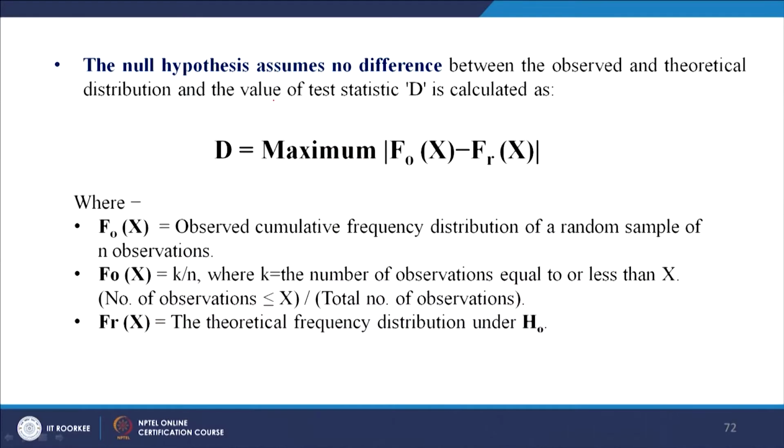So, the difference D is calculated as the maximum of the absolute difference between FO(x) and FR(x). Now, what are these two? FO(x) is equal to the observed cumulative frequency distribution of a random sample of n observations. FO(x) is equal to k by n, where k is the number of observations equal to or less than x, divided by n, the total number of observations. FR(x) is the theoretical frequency distribution.